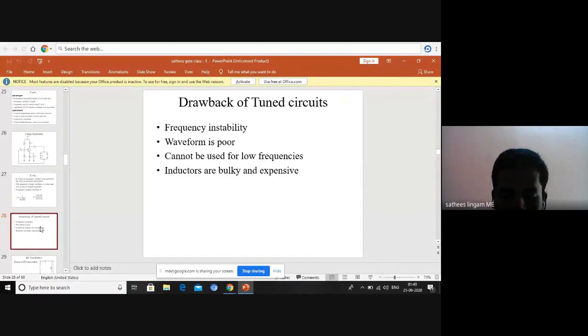What categories do we have? The collector tuned circuit, then the base tuned circuit, then the Colpitts oscillator, then the Clapp oscillator, and one more. All of these belong to the L and C combination, so they have some problems. The waveform is poor, they cannot be used for low frequencies, and inductors are bulky and expensive.